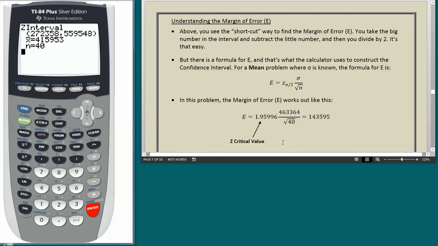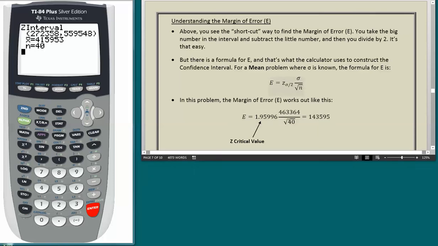I hope to do another video in which I talk just about how to find the different kinds of critical values. I touch on this a little bit in my video called Normal Probabilities, Finding Critical Values and Percentiles, but I don't really talk about finding this specific kind of critical value. In any case, when you work out this formula, you get this number 143,595 for E, and that was the same number we got when we used the shortcut approach that I talked about earlier.